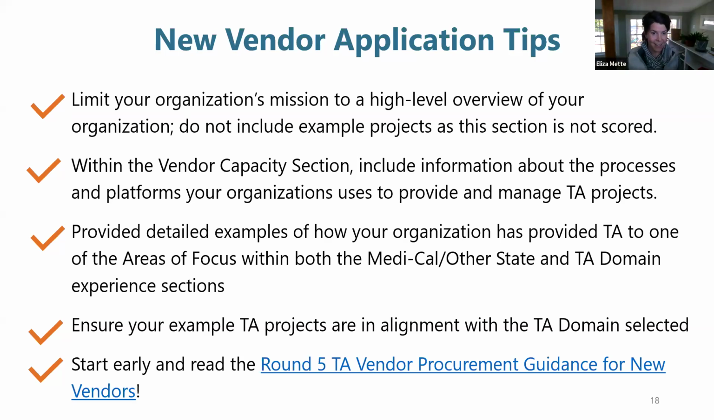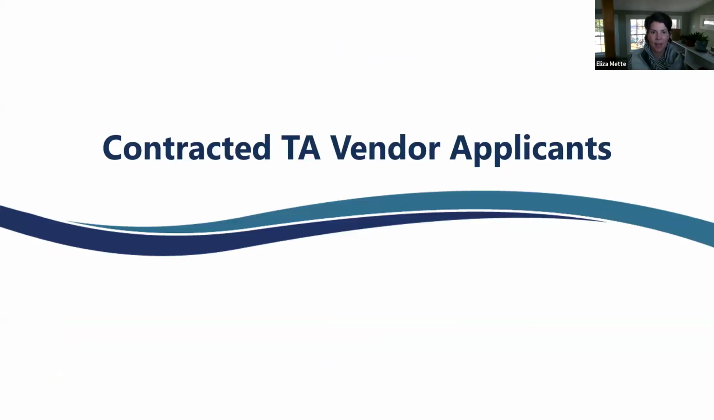Start early and definitely rely on the round 5 vendor procurement guidance for new vendors. It has all this information and more than you could ever want, probably, to complete the application process. Next slide, please. All right, now for contracted TA vendor applicants. Next slide, please.